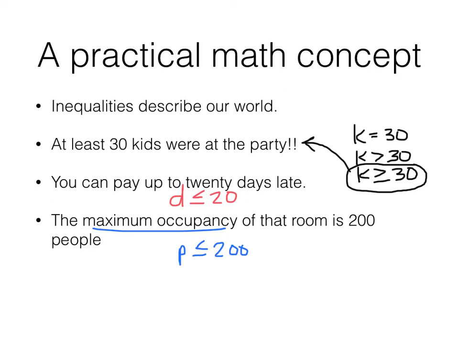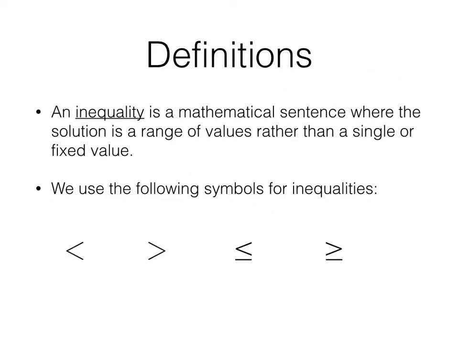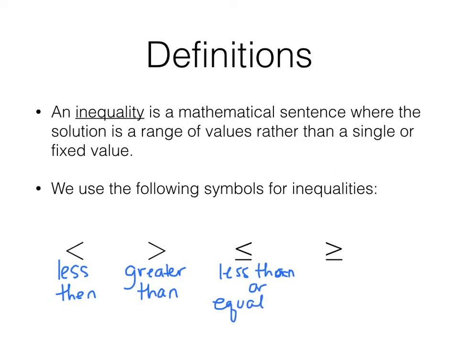As we stated, an inequality is a mathematical sentence where the solution is a range of values rather than a single or fixed value. Each of these symbols has a name, and we're going to put in those names. This first one is a less than. You name it for what's on the left-hand side of the symbol. No more alligator mouth talk. This is a greater than, because again, we name it for what's on the left-hand side. This one is called less than or equal to. And this one's called greater than or equal to.